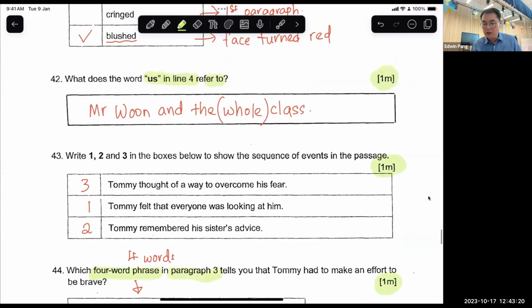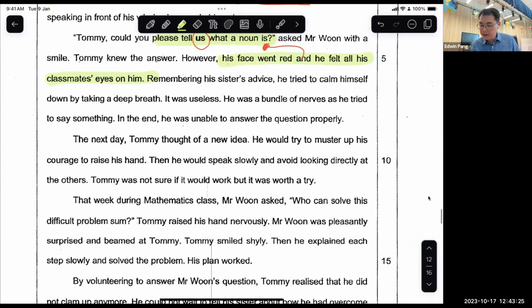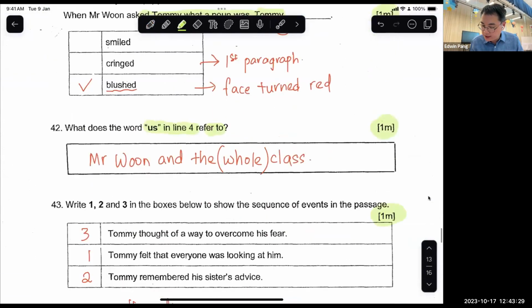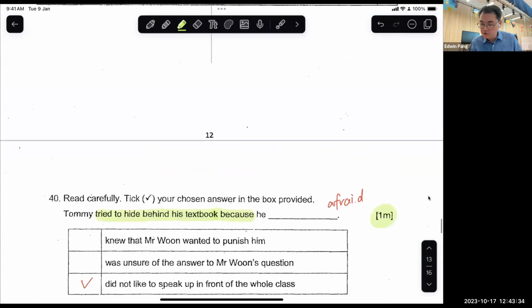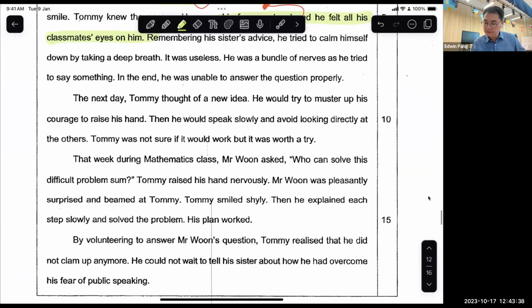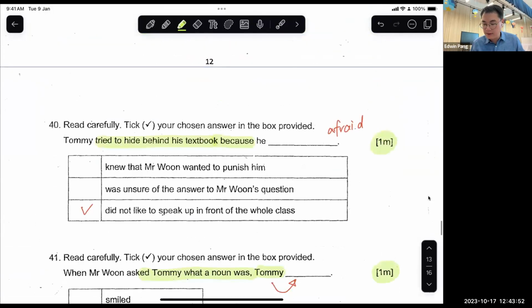So follow the question in paragraph 3. Which 4 words tell you that Tommy had to make an effort to be brave? That means he had to make an effort to be brave. Which 4 words in paragraph 3? Jing Kai, go ahead, unmute and tell the answer, please. Muster up his courage. Very good. Muster up his courage, which just nicely turns out to be 4 words.